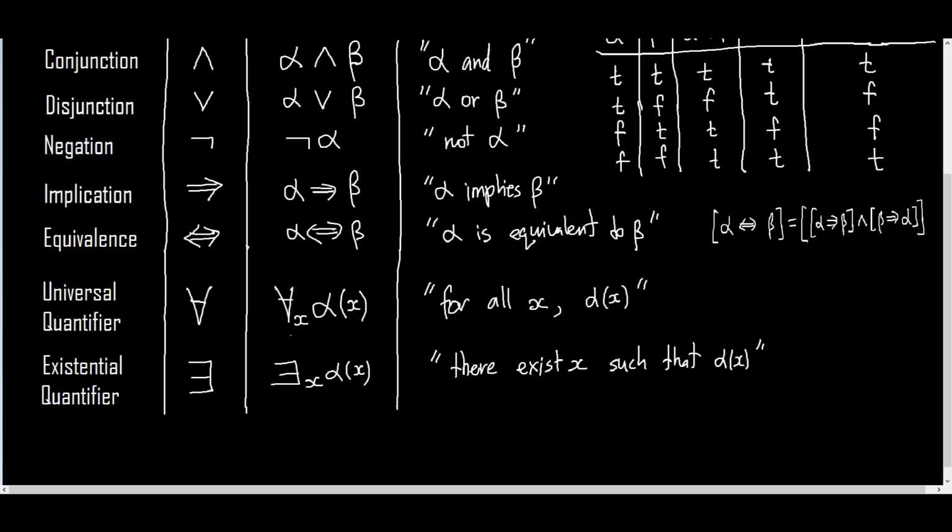Whereas here, we're not claiming the existence. We're just saying that if it existed, whatever it was, alpha would have been true for that. But here, we're actually claiming the existence of at least one such object, and in addition, claiming that that object, or maybe another one, but at least one of those objects satisfies the statement alpha x.